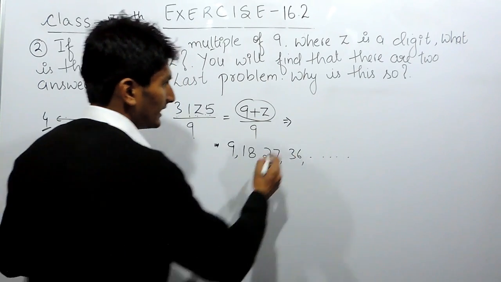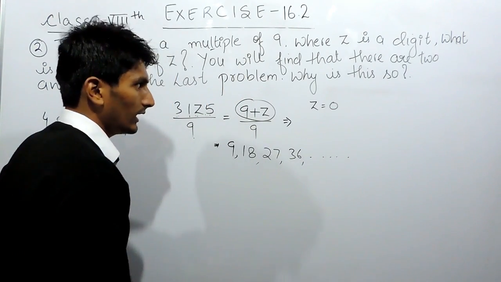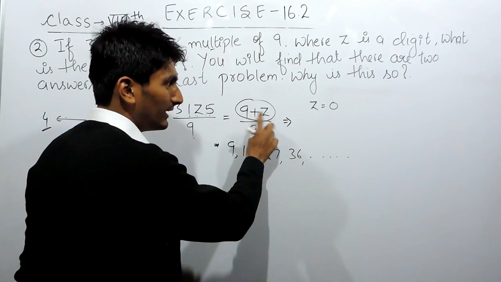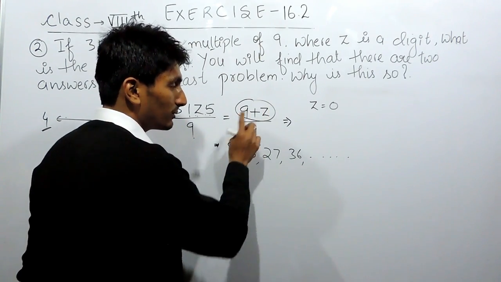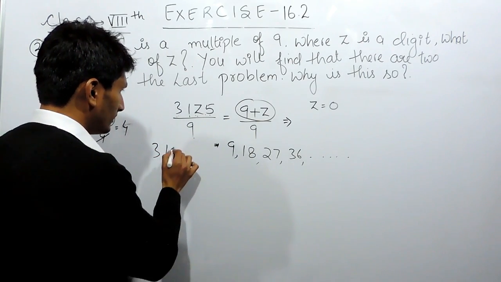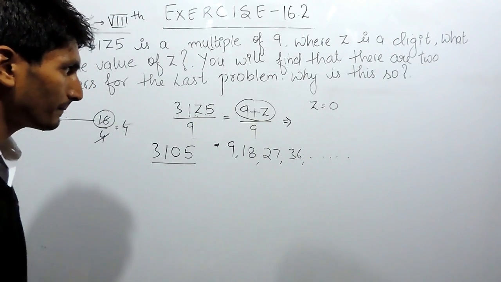In the first case, if I substitute the value of z as 0, then the sum will be 9 plus 0, which is 9, exactly divisible by 9. So this is the first case. 3105 will be the first number which is divisible by 9.